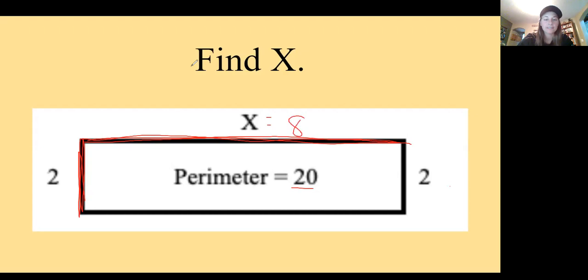Hopefully you said 8. And let's just double check just to make sure. What is 8 plus 8? 16 plus 2 plus 2 is 20. 8 plus 8 plus 2 plus 2 is 20. 2 plus 8 is 10, and 2 plus 8 is 10. 10 plus 10 is 20. You can add it in whatever way you want, but that is how you will solve for the perimeter, or how you will solve for the side if they give you the perimeter.